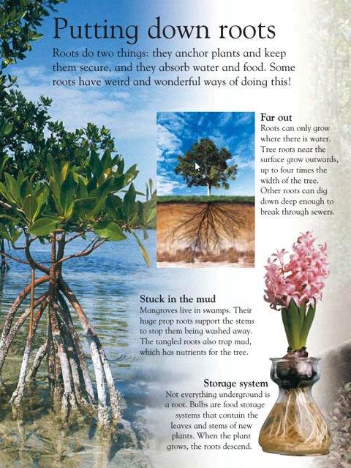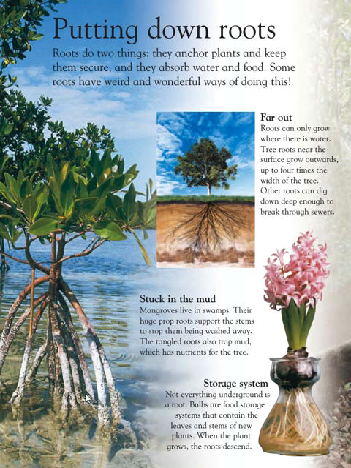See here in this picture, roots can only grow where there's water. Tree roots near the surface grow outwards up to 4 times the width of the tree. So if you laid that tree down on its side, the roots could grow to be 4 times as long as that tree. Other roots can dig down deep enough to break through sewers, which is pipes that carry the wastewater away from our houses.